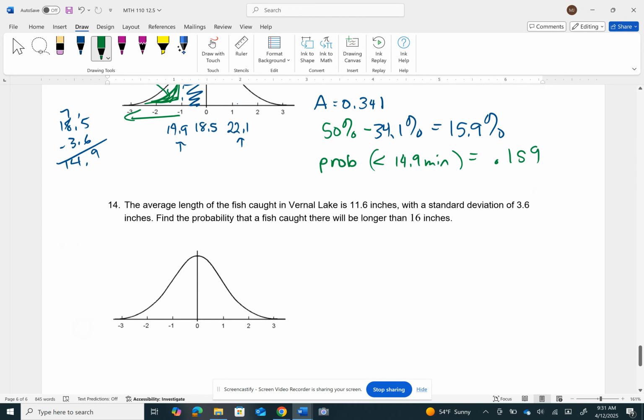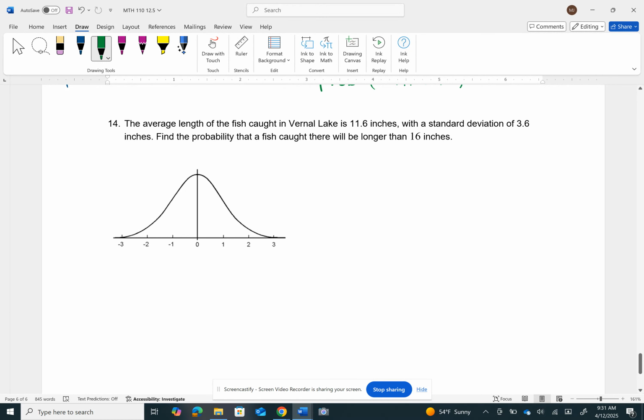Right, let's do one more. Okay, here we have the fish problem again. Average length of fish caught is 11.6, standard deviation of 3.6, meaning each of these would be up 3.6, each of these would be subtracting 3.6. But we're not told we could use the empirical rule. Find the probability that a fish caught there will be longer than 16 inches. So this is your raw data value. The z-score corresponding to that could be found by taking 16, subtracting 11.6, and then dividing by 3.6. That turns out to be a z-score of 1.22.